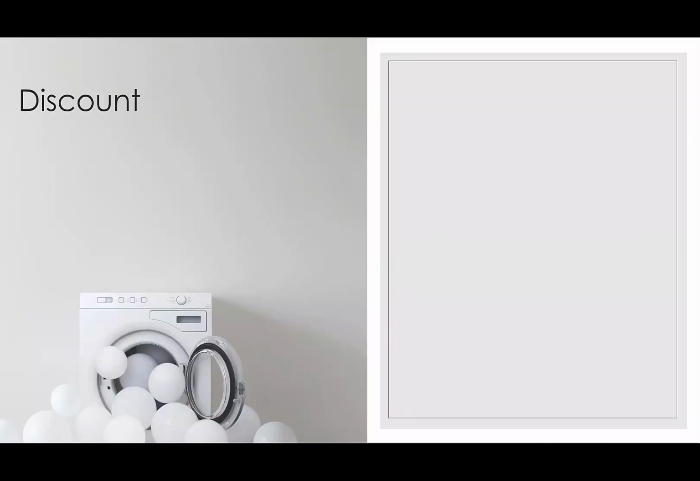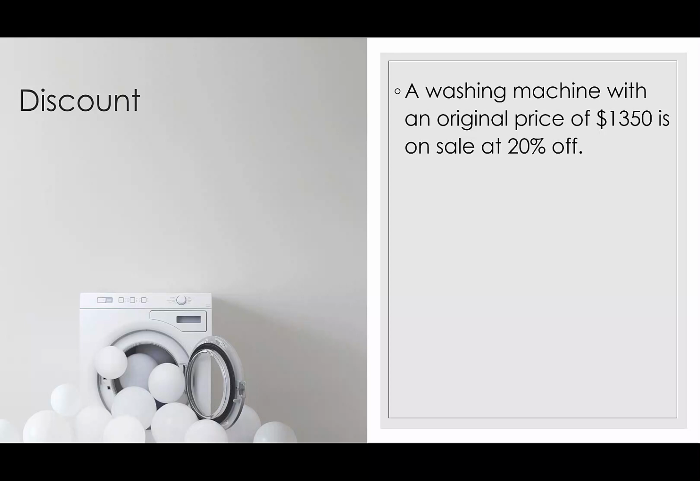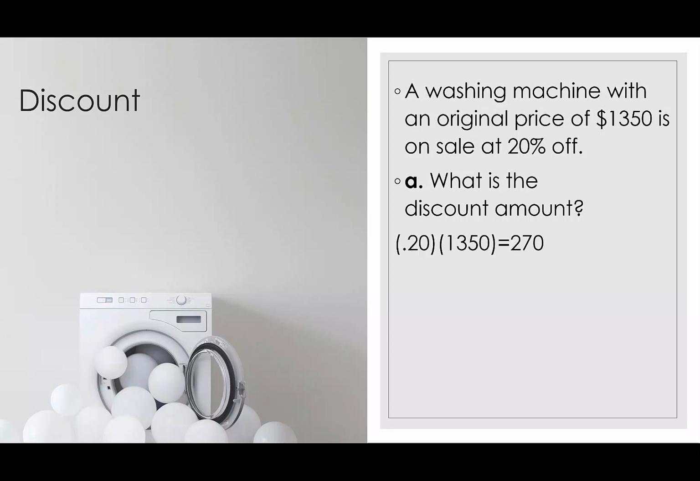Let's use our formula to figure out a discount. We're given that a washing machine with an original price of $1,350 is on sale at 20% off. Let's find the discount amount. Like the last problem, we'll start by taking 20% and writing it as a decimal. We have 0.20 times the whole amount of $1,350. When we multiply that together, we get $270. Remember, this is the amount of the discount, it's not the sale price. So to find the sales price, we're going to subtract the $270 from the original price of $1,350. This gives us a sales price of $1,080.